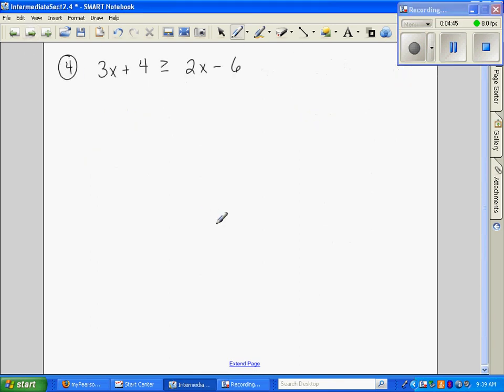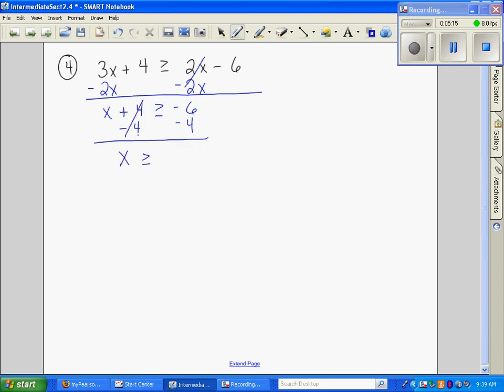Number 4, we're going to solve this inequality. First of all, let's get all the x's on one side. We're going to start with 2x, and we're going to do the inverse of it and subtract 2x from both sides. Whatever you do to one side, do to the other. x plus 4 is greater than or equal to negative 6. We are still trying to get x by itself, so we want to subtract 4 from both sides. And we are left with the solution x is greater than or equal to negative 10.